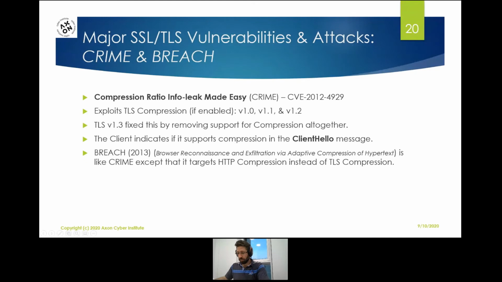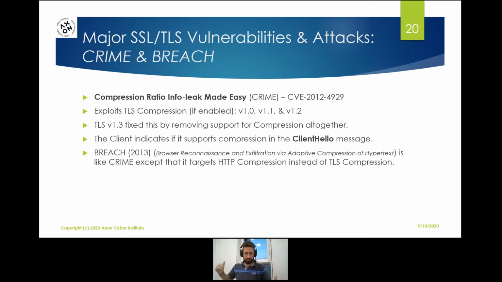So let's move on to another vulnerability, or another attack, and that is the CRIME and the BREACH attack. These two attacks affect version 1.0, version 1.1, and version 1.2. And both of these attacks are related to compression. The only difference is the CRIME attack targets TLS compression. So the TLS algorithm has its own way of encrypting and its own way of doing compression to the data. CRIME exploits this compression, while the BREACH attack targets the compression of HTTP.